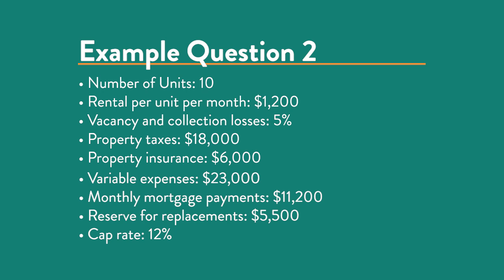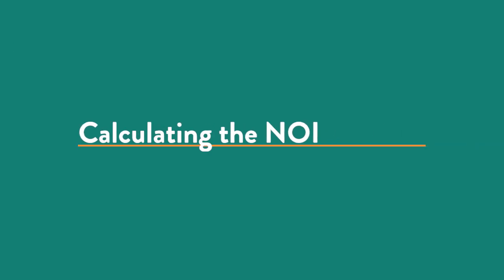Property taxes are $18,000. Property insurance is $6,000. Variable expenses are $23,000. Monthly mortgage payment, $11,200. Reserve for replacements, $5,500. Cap rate, 12%. First, note that monthly mortgage payments are not an operating expense, so we can ignore that number.